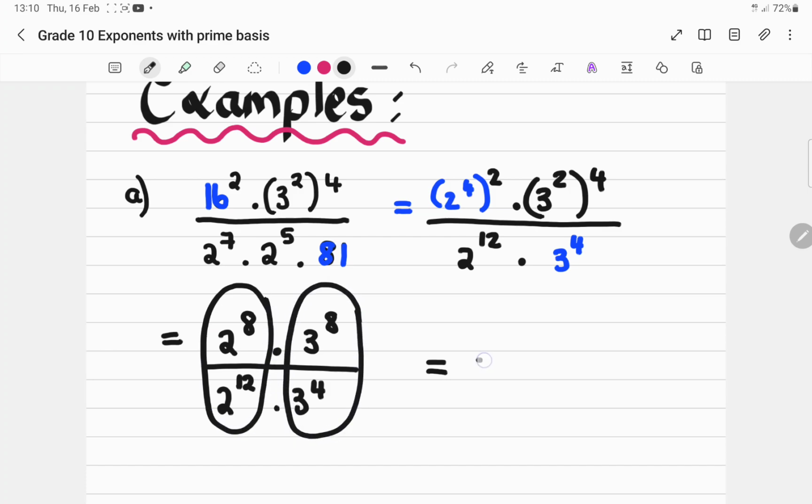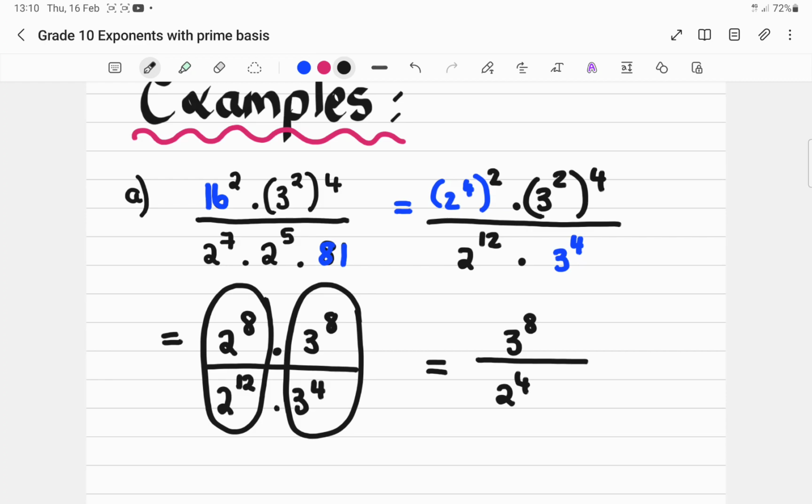Finally now, pull your line or make your fraction line. 12 minus 8 is 4. Where did my power lie? At the bottom. And 8 minus 4 is 4. Where did my power lie? At the top. And then you are welcome to just ask your calculator: 3 to the power 8 divided by 2 to the power 4.